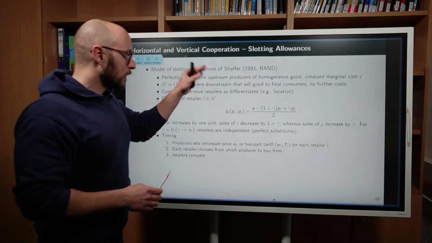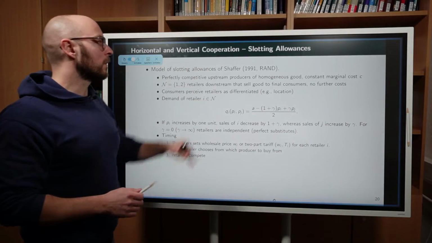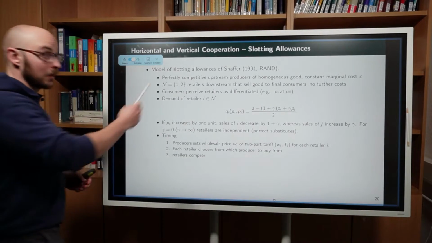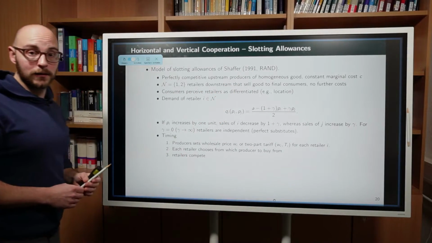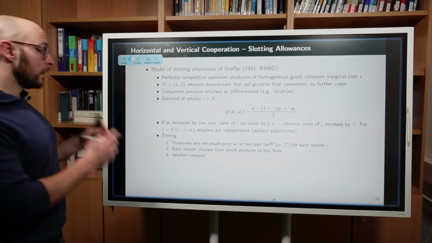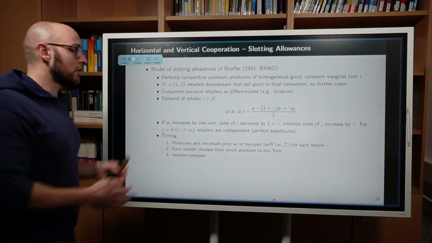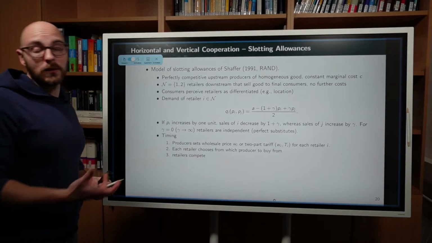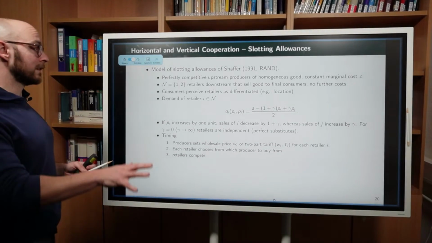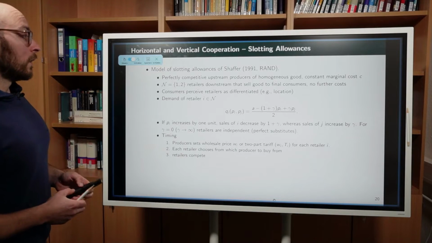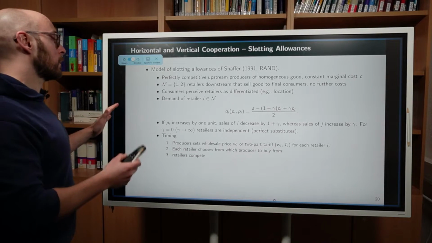Before we start with the analysis, please note that the Shaffer model, published in RAND, is a very, very sophisticated model. What we do here is just look at the surface of the model. We don't dig into too much detail here. Okay, so how does the model look?